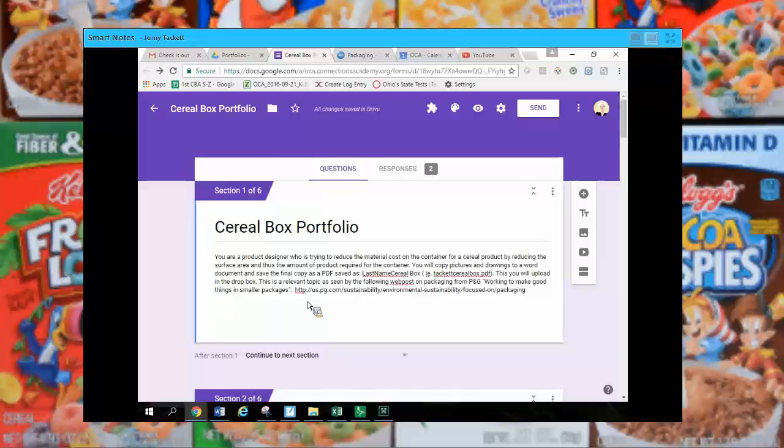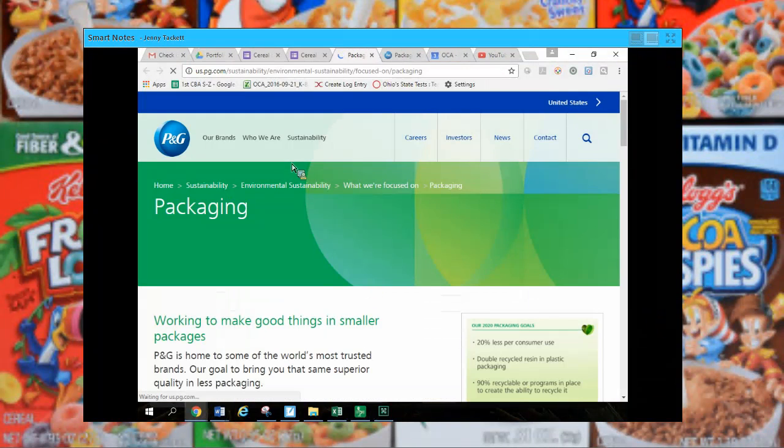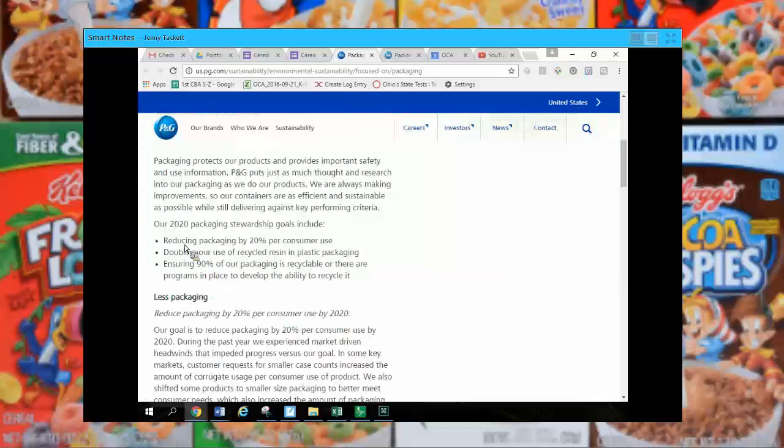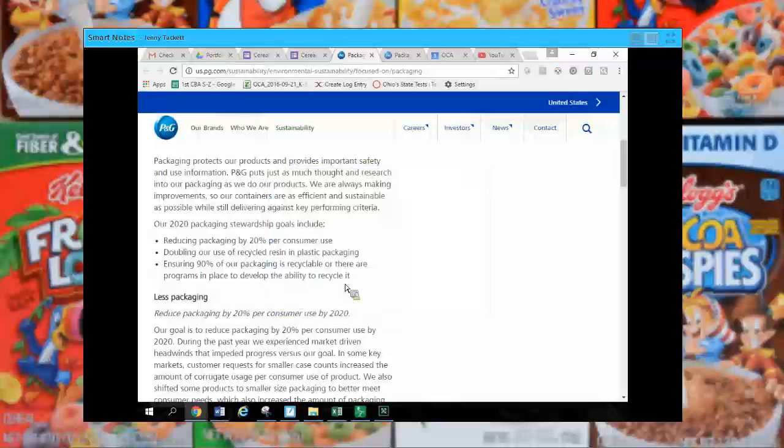This is a relevant topic as seen in the following web post on packaging from Procter & Gamble. So let's look at that web post. They are trying by 2020 to reduce the packaging by 20%, to double their recycled resin and ensure 90% of the packaging is recycled.